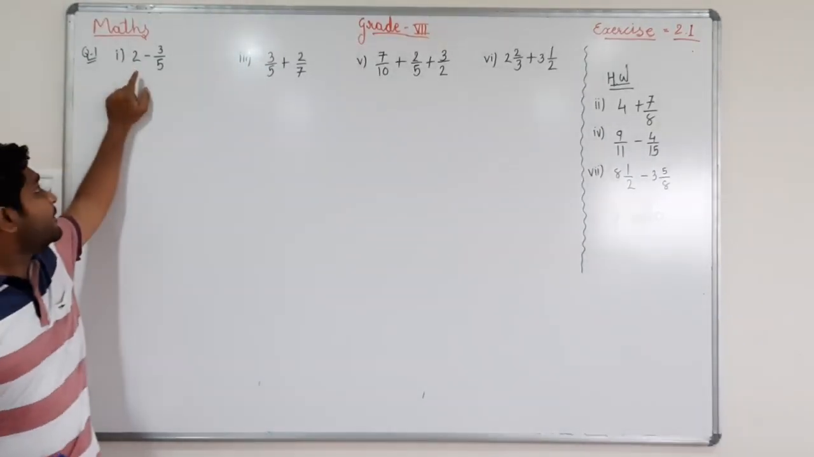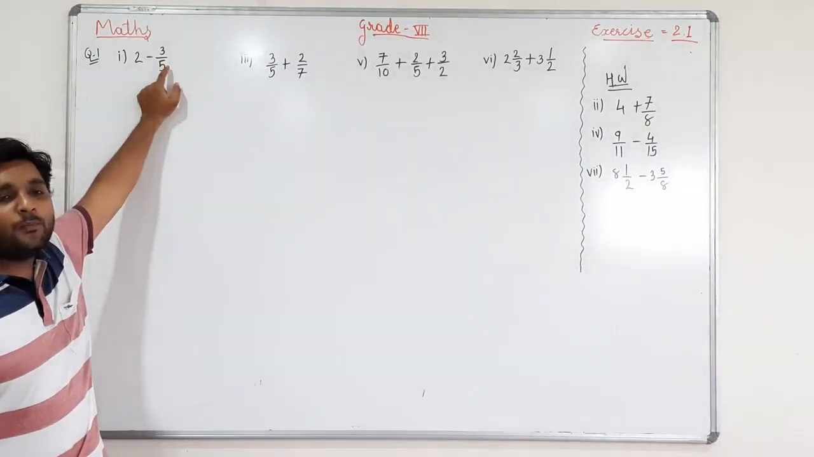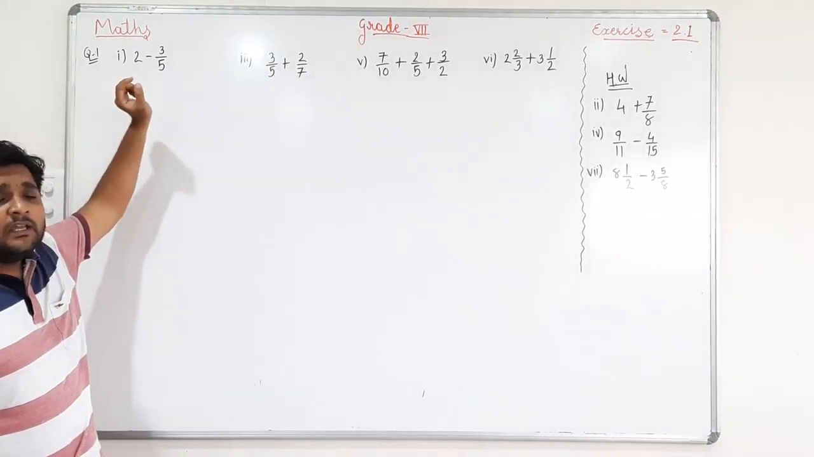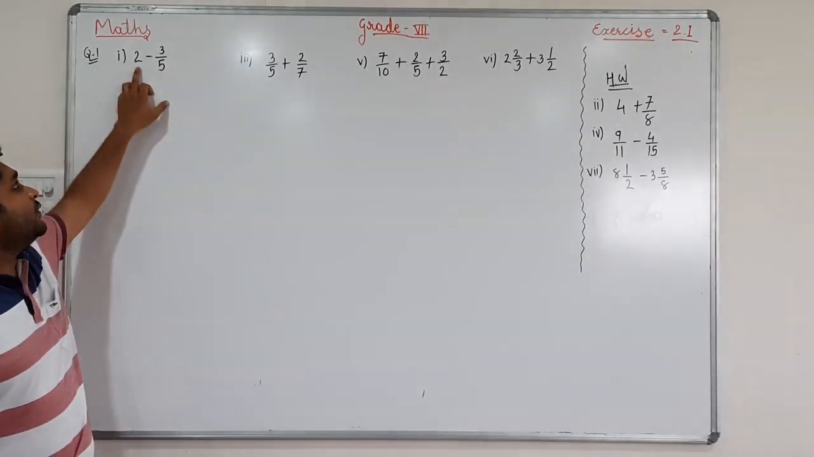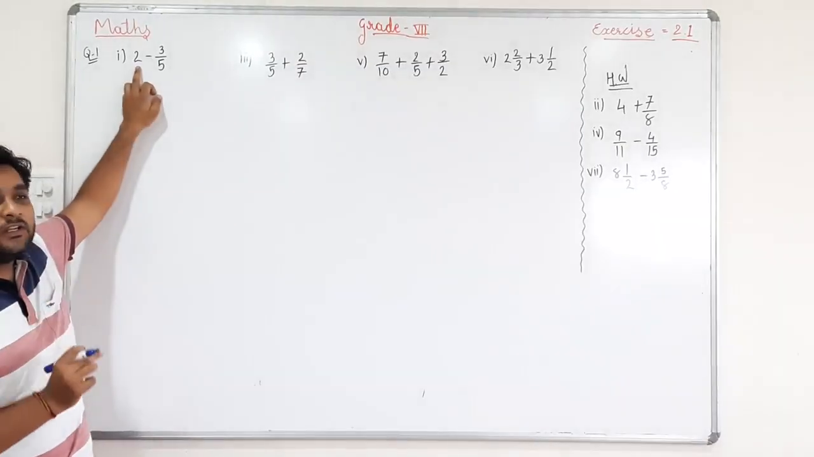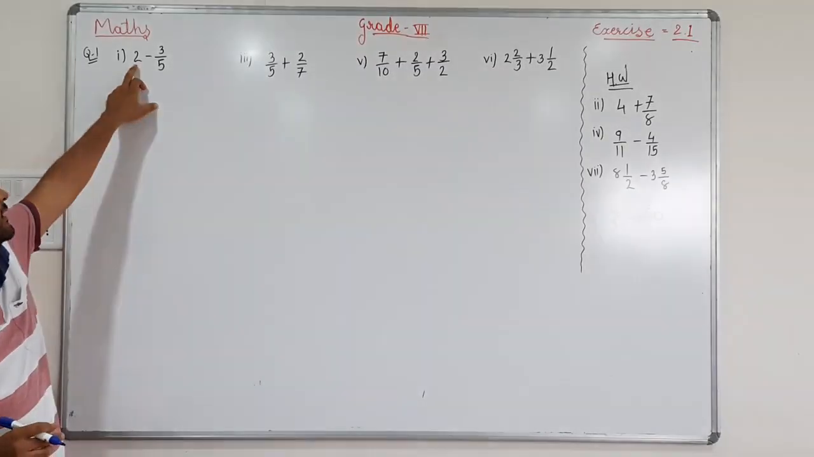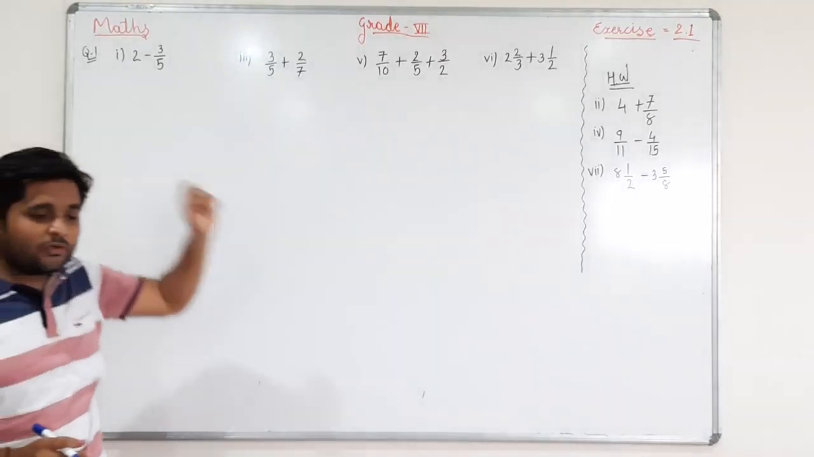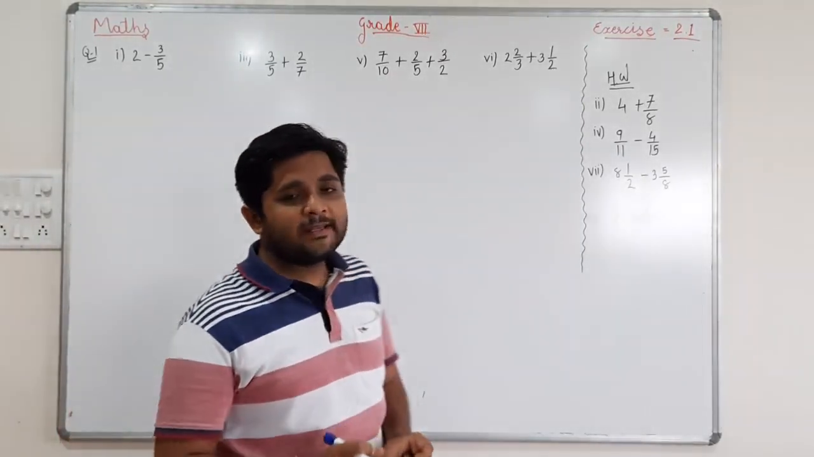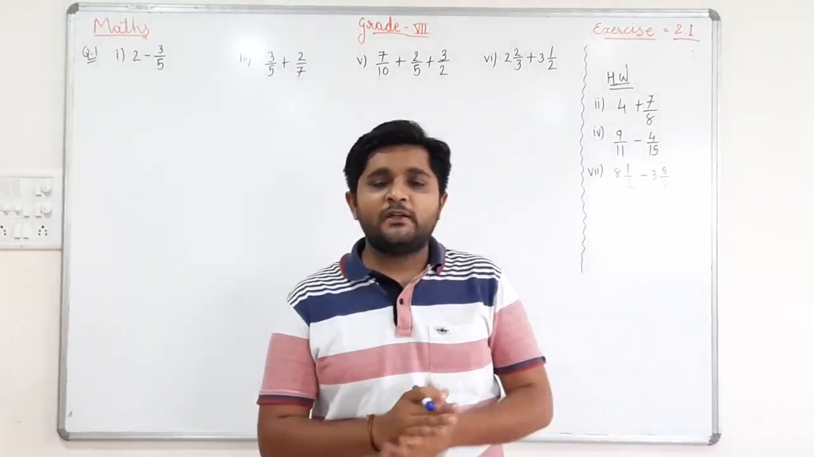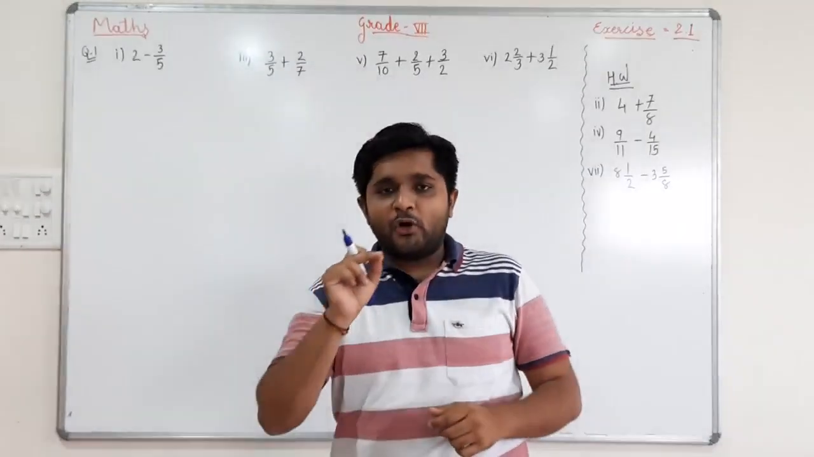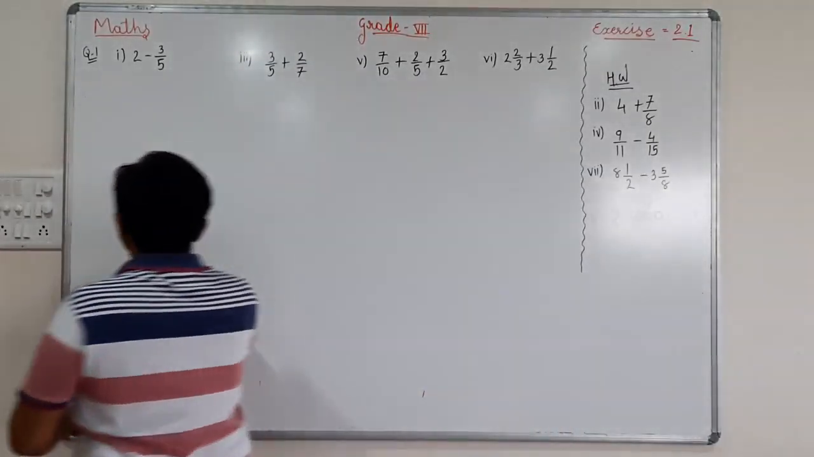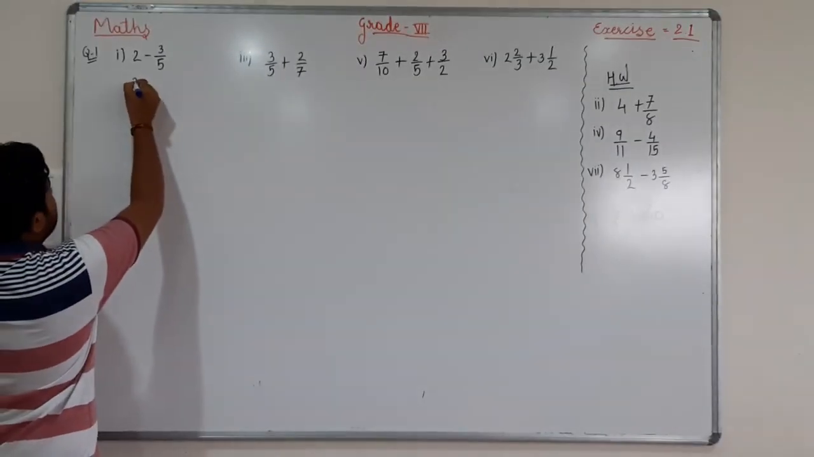So the first one is 2 minus 3 upon 5. Here 3 upon 5 is the fraction and 2 is only an integer, a natural number. When there is no denominator given for 2, we can say that 1 will be there. So we can write down 2 upon 1. Okay friends, we can write it like this.